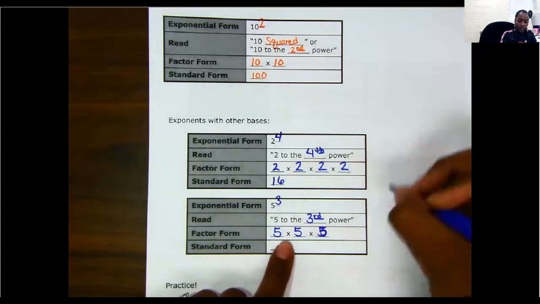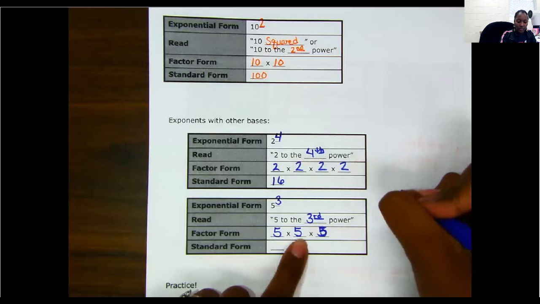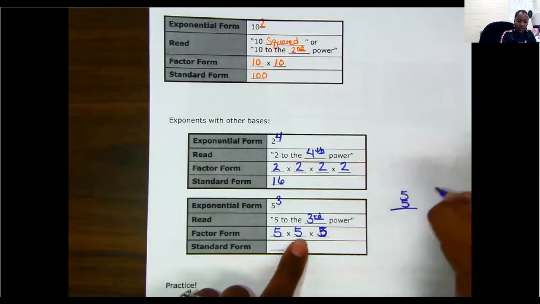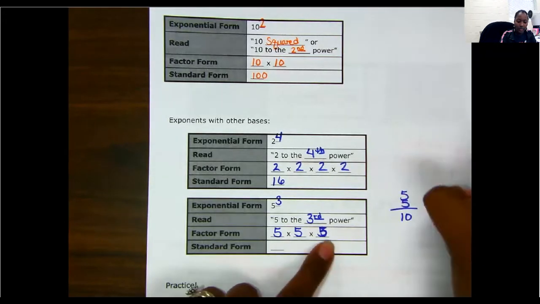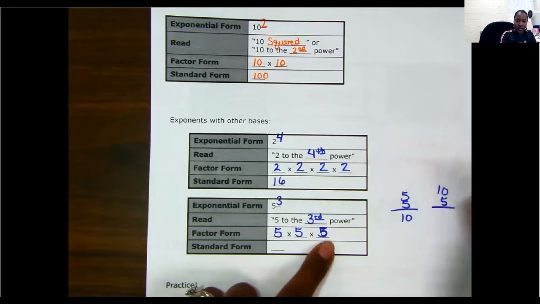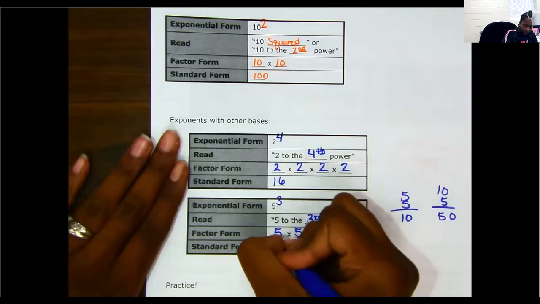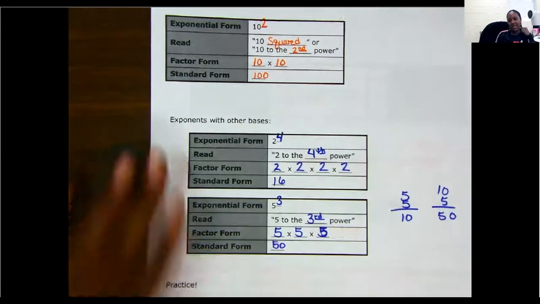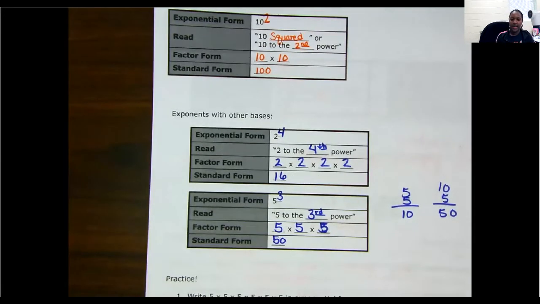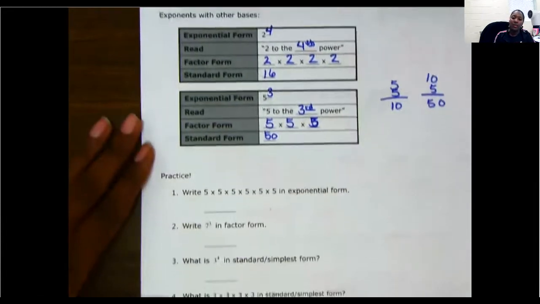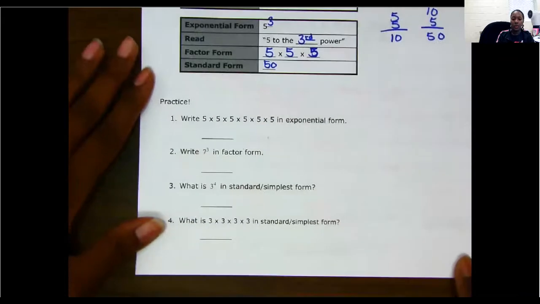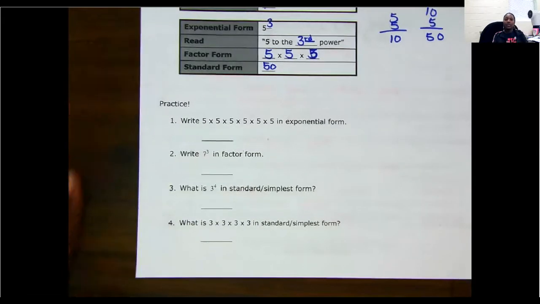Now, I'm going to do some work out here. 5 times 5 gives me 25. Then I need to do 25 times 5, which will give me 125. So my standard form, my answer, is 125. All right, let's look at what you're going to be seeing in your work in just a second. Let's do some practice.